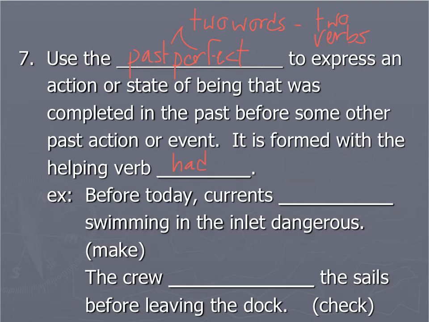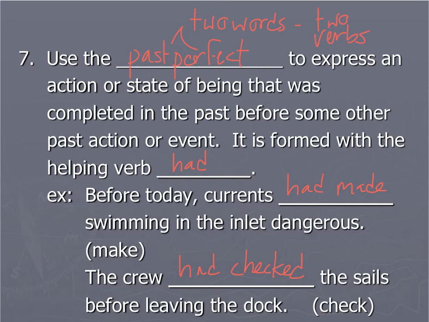Okay? So before today, currents had, and then we got to do the past participle, which is the past tense of make, which is going to be made. Had made swimming in the indolent dangerous. And the crew, past perfect, had, and then the past form of check, which is checked. Had checked the sails before leaving the dock. All right, so present perfect, two verbs, helping verb has or have, and the past form of the verb. Past participle, had, and the past form of the verb.